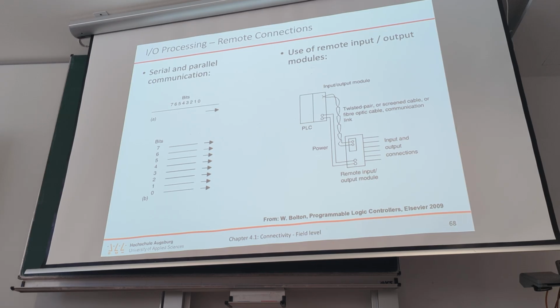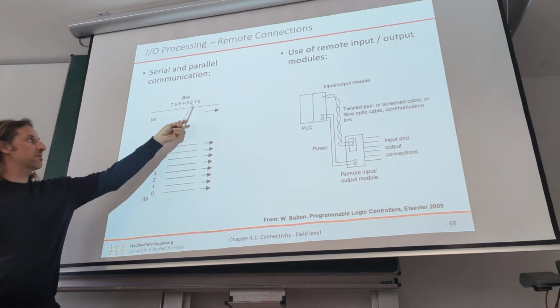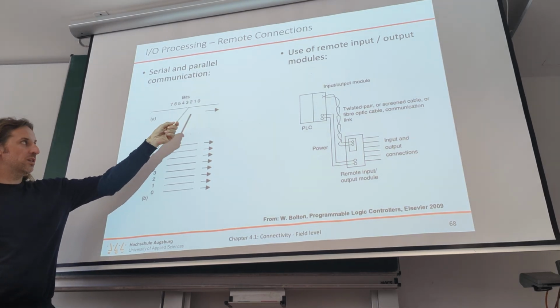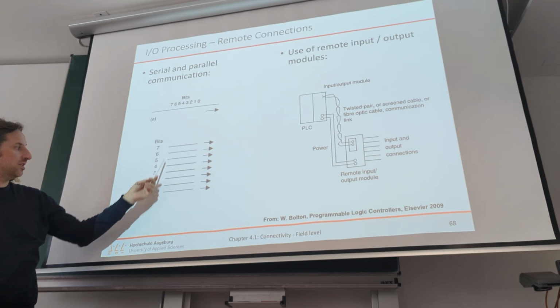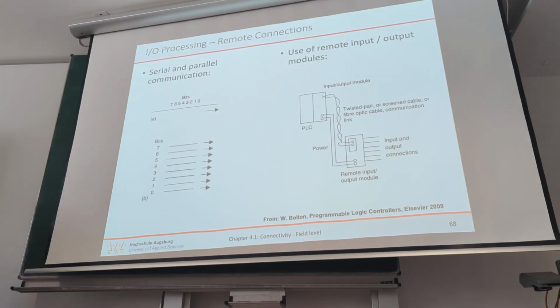And we have two ways of doing that. There's the serial communication, where we have bits sent after each other on one line, and then we have parallel communication, where the bits are sent over parallel wires at the same time.